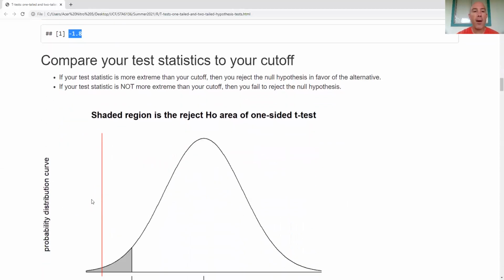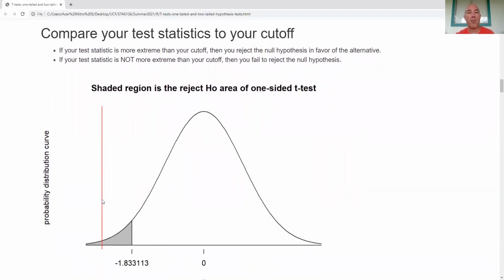Now I'm going to compare my test statistic to the cutoff. If my test statistic is more extreme than the cutoff, then I reject the null in favor of the alternative. If the test statistic is not more extreme than the cutoff, then I fail to reject the null hypothesis. Okay, so here is my cutoff. Here is my test statistic. I can see that it is in the shaded region. It's more extreme in that direction than my cutoff. Therefore, I reject the null hypothesis.